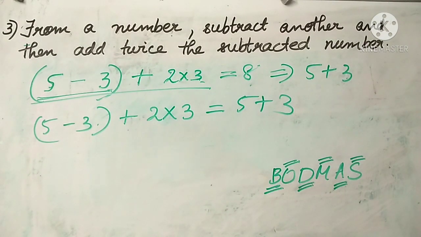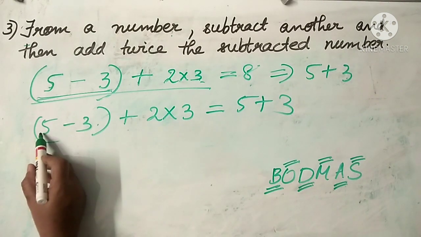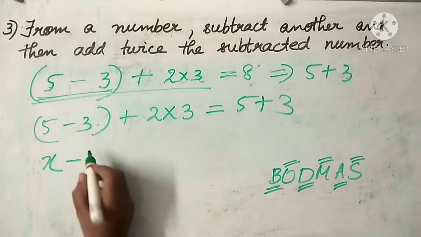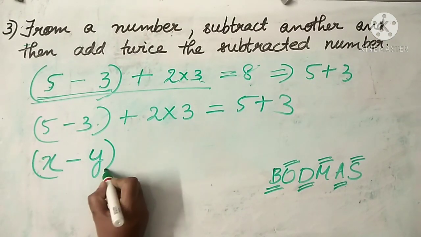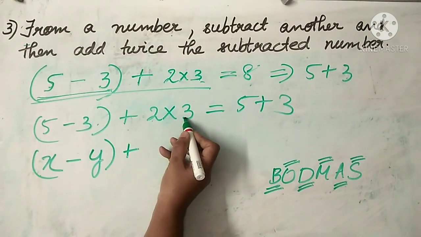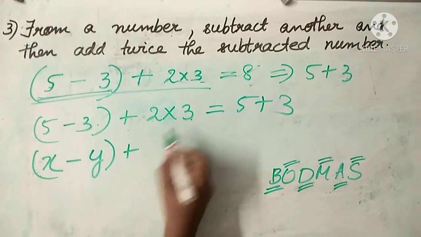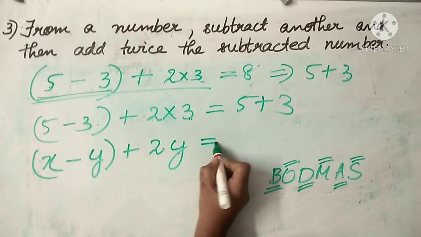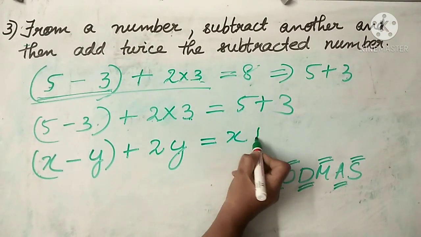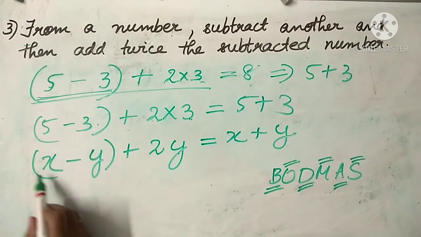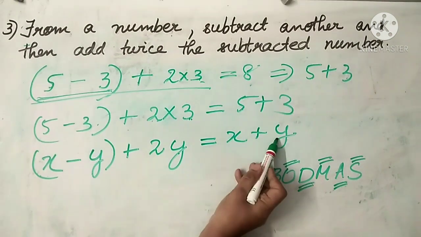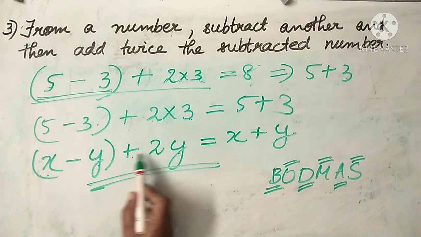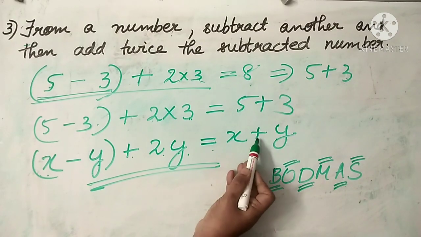Now coming to the algebraic expression, the first number we take as x, minus the subtracted number we take as y. x minus y plus twice the subtracted number, 2y. Okay, 2 into y is 2y, is equal to x plus y. Okay, 5 we take as x and 3 we take as y. So the algebraic expression is x minus y plus 2y is equal to x plus y.